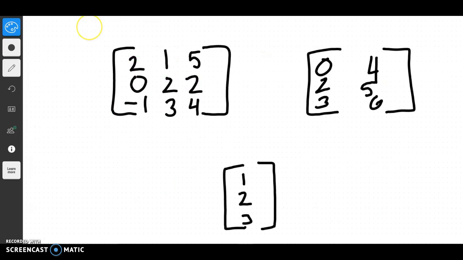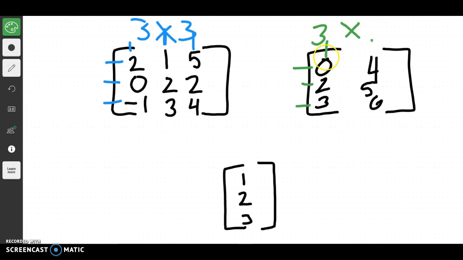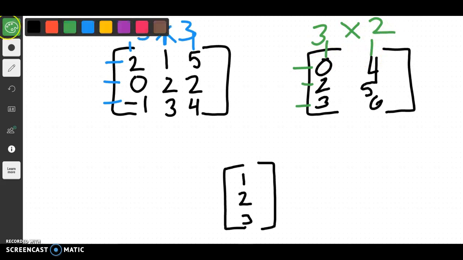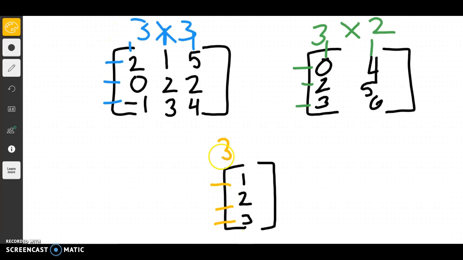Okay, so again, let's say what type of matrices they are. This is 1, 2, 3 rows, so it's a 3, and then 1, 2, 3 columns, by 3. This one would be 1, 2, 3 rows by 1, 2 columns, so it's a 3 by 2. This one is 1, 2, 3 rows by 1 column, so it's a 3 by 1. So you can see labeling these matrices is pretty easy.